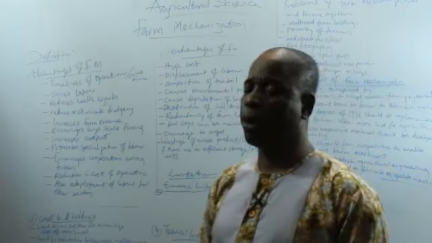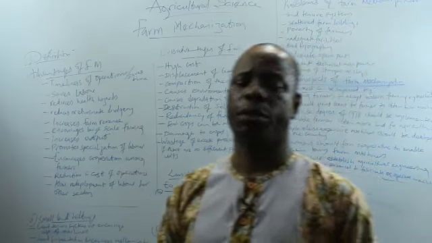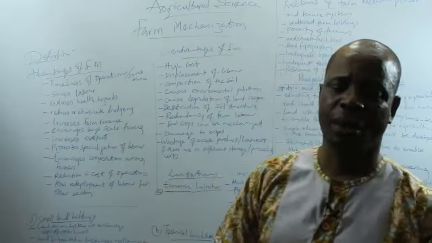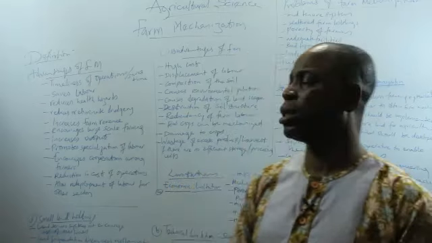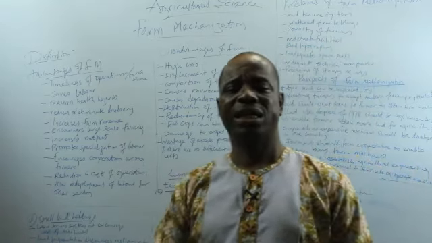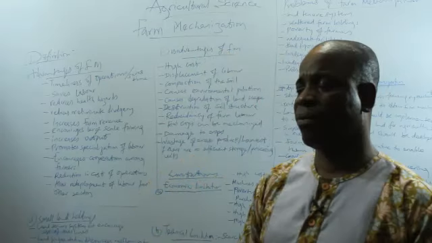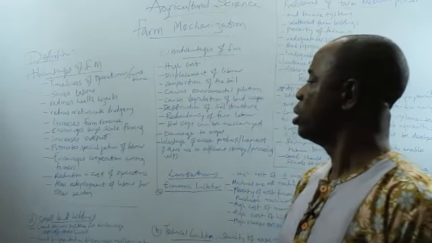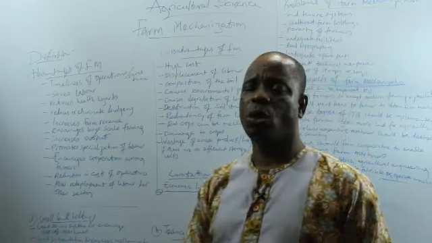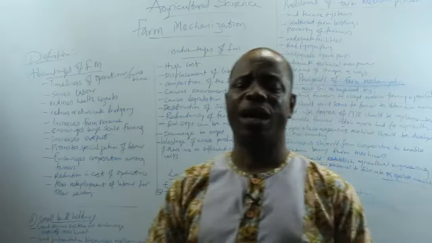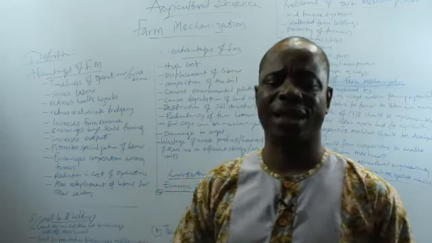Number two, it saves labor. Now, labor talks about the human beings that work on the farm. When machines are used, it saves labor. Labor will not need to be stressing and working strenuously. Number three, it reduces health hazards. When machines are used on the farm, it reduces health hazards.